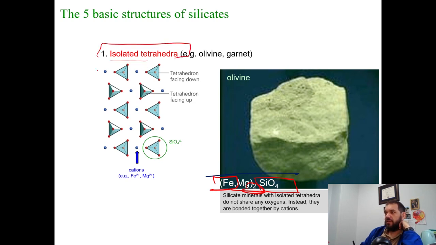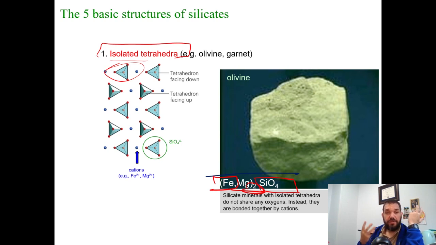So notice here that the tetrahedra are not touching. They're not linked up. Now I just want you to think about this for a minute. Is that going to make this mineral weaker or stronger? The fact that the tetrahedra are not linked up. If you're thinking weaker, that's correct.